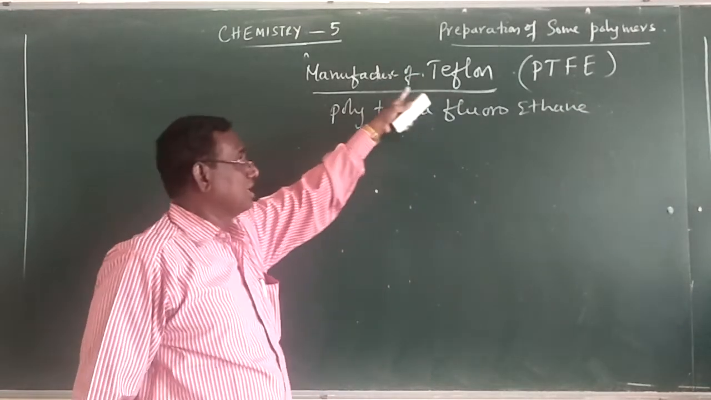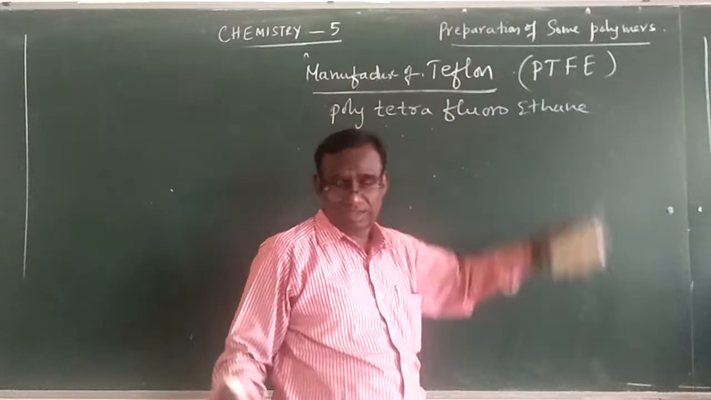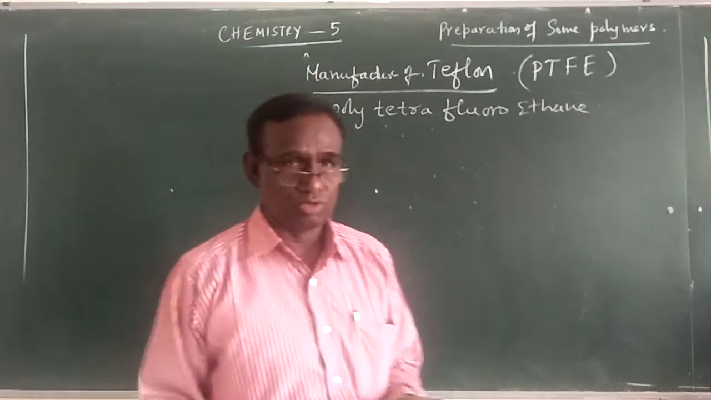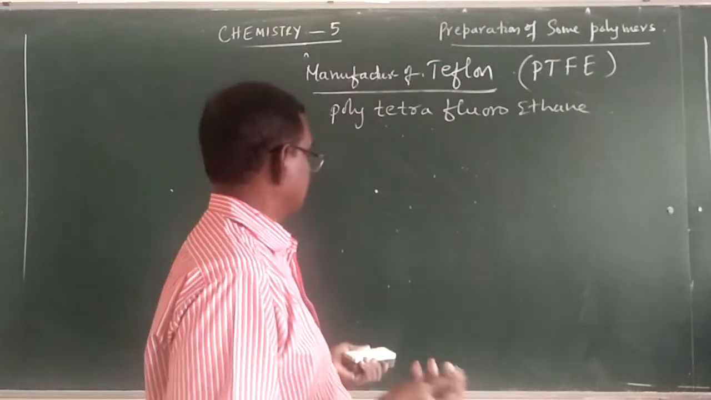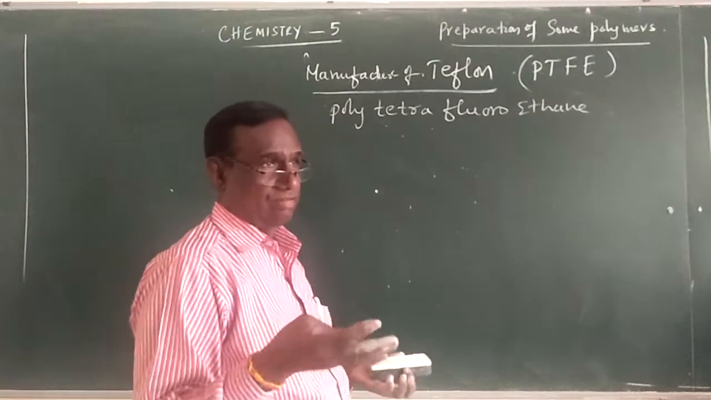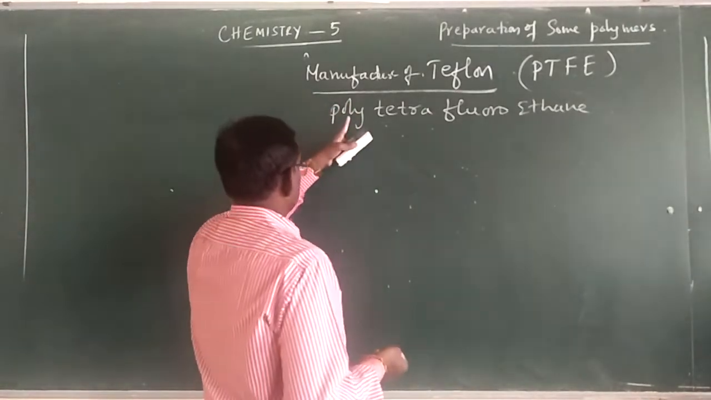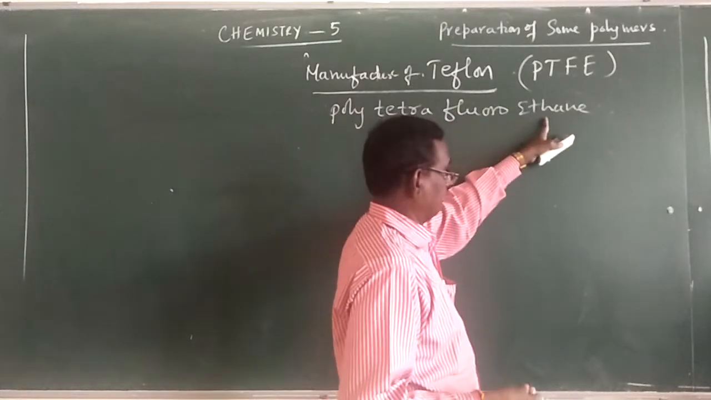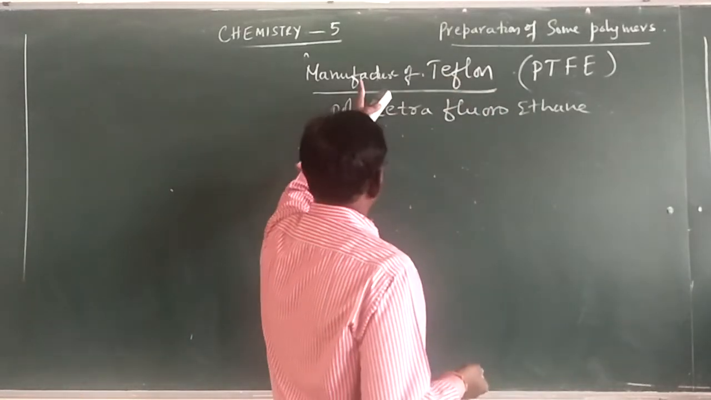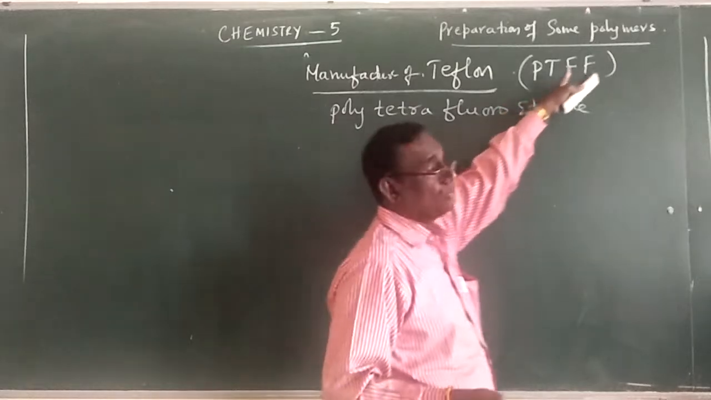Actually, it is this Teflon that is used as Teflon coating for utensils nowadays. So Teflon coating is added for utensils, actually cooking utensils. So polytetrafluoroethane is the polymer which is obtained from tetrafluoroethane.